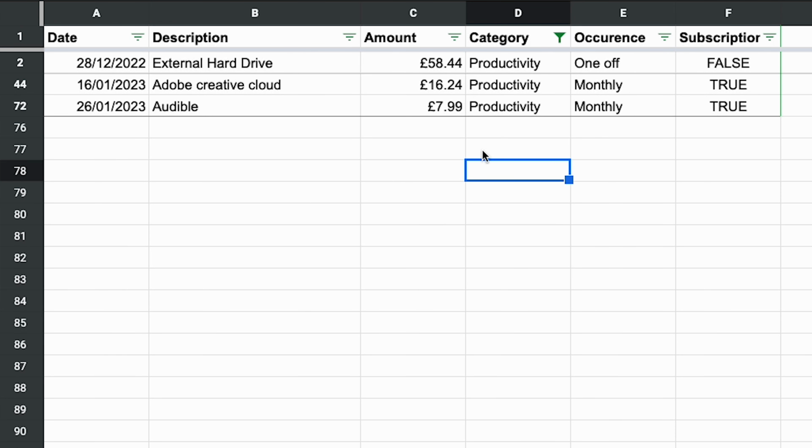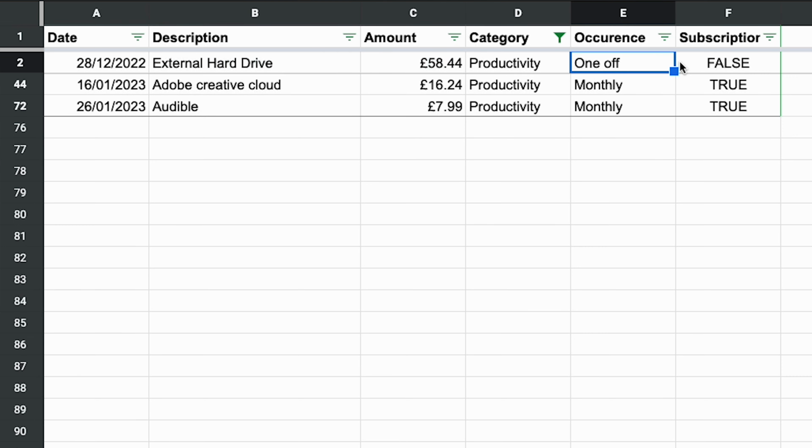So productivity, I have bought an external hard drive that is basically to store all my videos, because I store it all on my Mac, which is about 1 terabyte big. And I've only got 100 gigabytes left of that. So I've already used around 800, 900 gigabytes just storing my YouTube videos. That is a one-off occurrence.